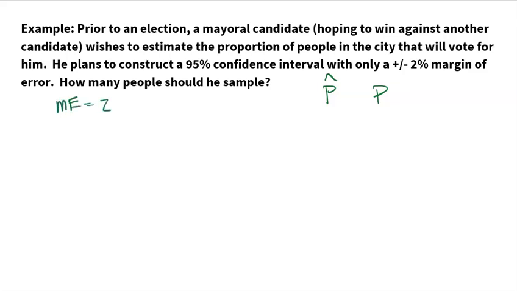Well, I need to use my formula for margin of error, which is z star times the square root of p hat times 1 minus p hat divided by the sample size. Now I'm just going to fill everything in. The margin of error he hopes to achieve is 2%, but we never use percentages. We always change them to a decimal in math, so 0.02. The z star for 95% confident, I guess I should walk through this real quick just to make sure everybody understands.